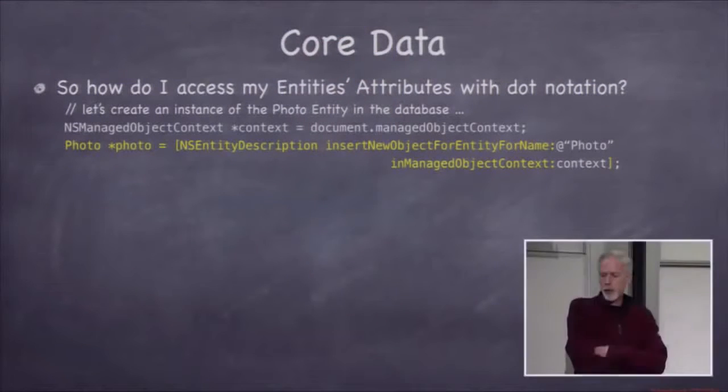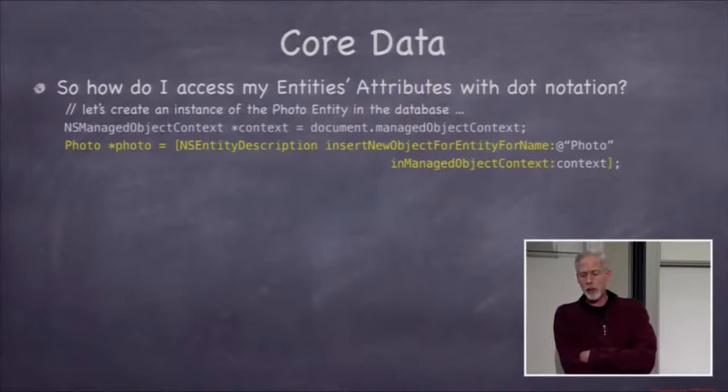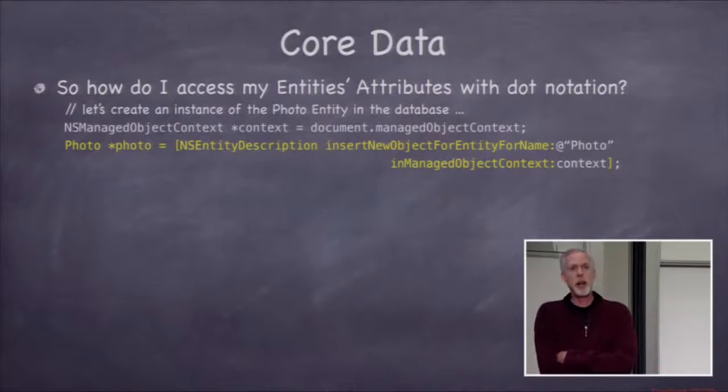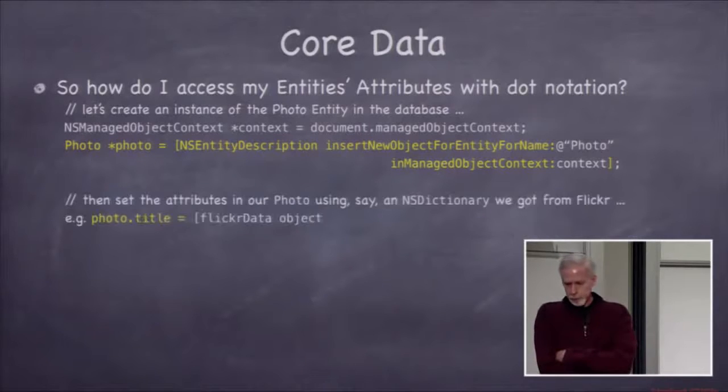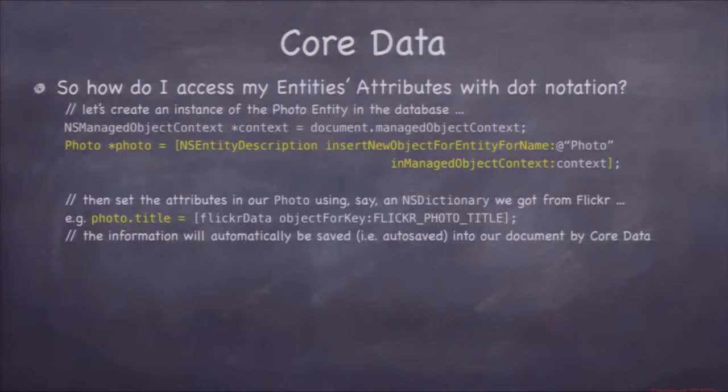All right. So now that I have these subclasses, how do I use them to access my attributes using dot notation? Now when I say in this entity description, insertNewObjectForEntityForName in managed object context, instead of saying NSManagedObject *photo equals that, I say Photo *photo equals that. insertNewObjectForEntityForName, by the way, returns an id, so the compiler is not going to warn you or give an error in either case. But if you say Photo *photo equals that, then you can just say photo.title equals whatever you want the title to be. Like if I'm downloading this from Flickr, I might say the Flickr data object for key Flickr photo title. Get it out of that dictionary that came from Flickr, and I'm just setting that title in my database. Exactly 100% what you would think it would be.